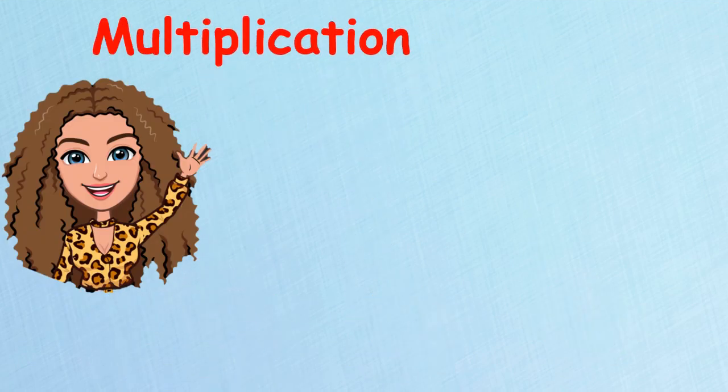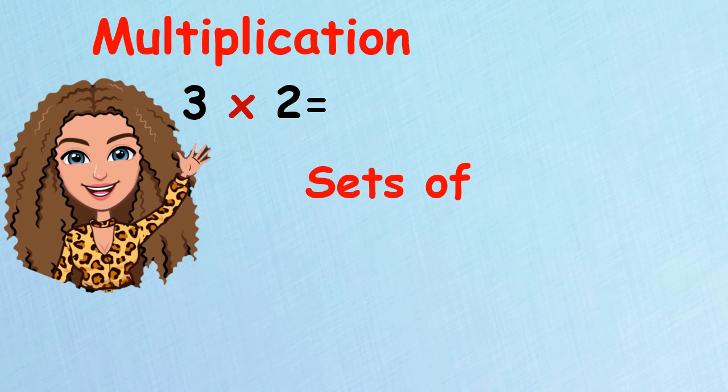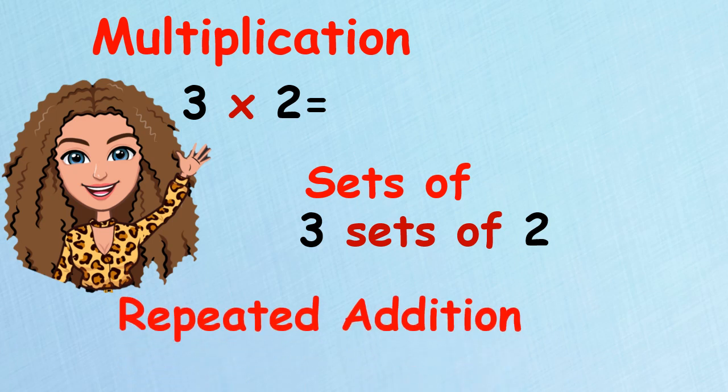So today we learned about multiplication. For example, we have 3 multiplied by 2. We learned that multiplication also means sets of. So 3 multiplied by 2 means 3 sets of 2. And it also means repeated addition. So we have 3 sets of 2. 2, add 2, add 2.